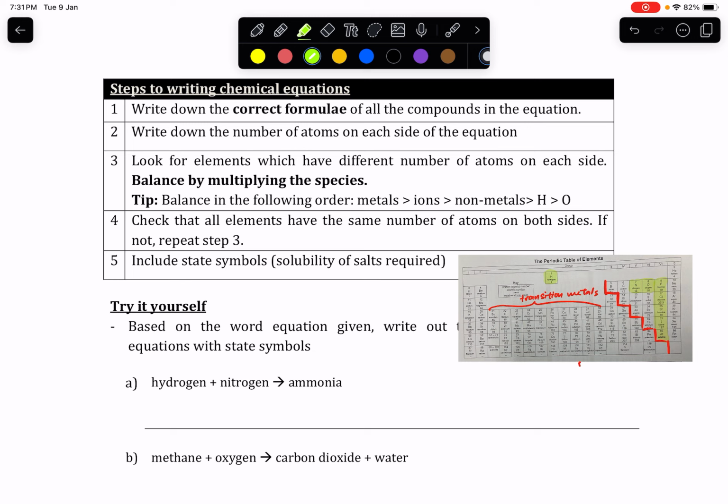Okay, so the tip for you is that you can try balancing in the following order. We start with the metals, then we go to the ions, then we look at non-metals, and we look at H and O. We check that all elements have the same number of atoms on both sides. If not, we need to keep repeating, okay, to try and balance again and again.